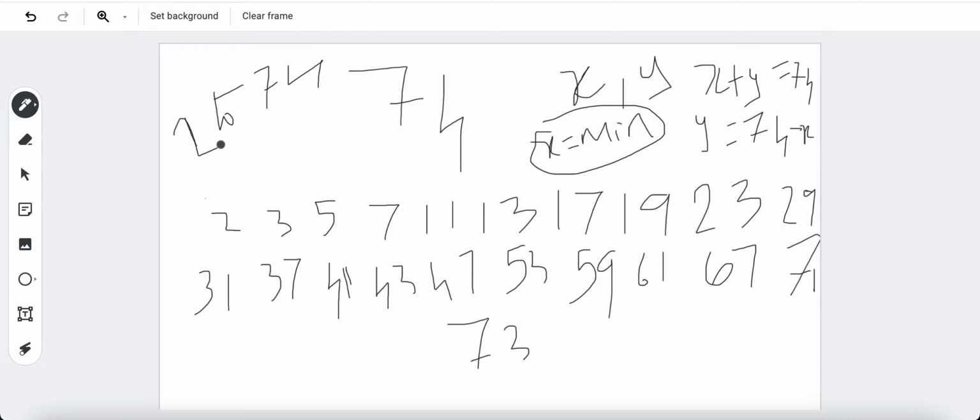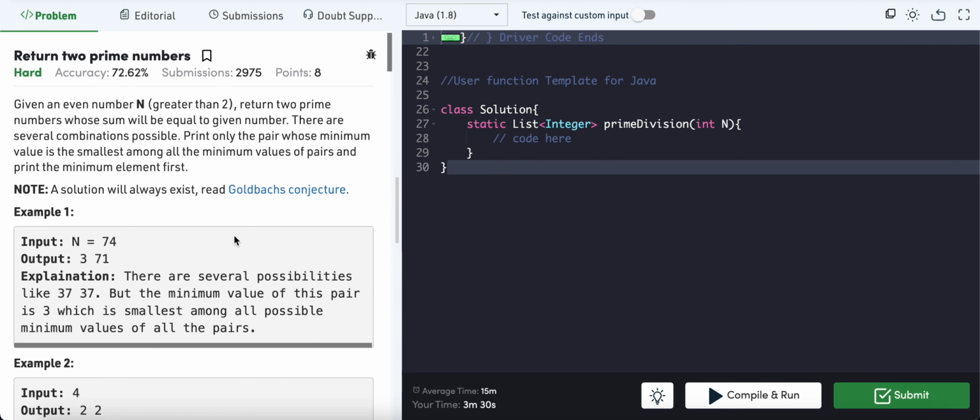If it is a prime, then check whether 74 minus 2 is a prime. Like that we can check, and those two values, the first ones that we get, will be the answer. One thing it says is a solution will always exist according to Goldbach's conjecture. Goldbach's conjecture means any even number can be represented as the sum of two prime numbers. So that's what I understand for Goldbach's.